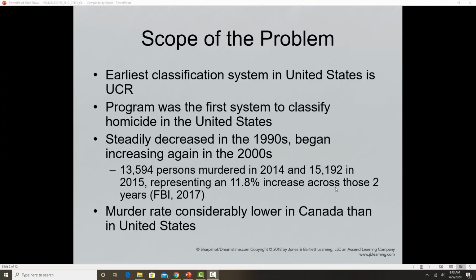And every state's a little bit different, but first degree murder or intentional homicide has planning attached to it. So it's a premeditated event. When we talk about second degree or manslaughter, that would be still taking the life of another person, but there's no premeditation attached to that.